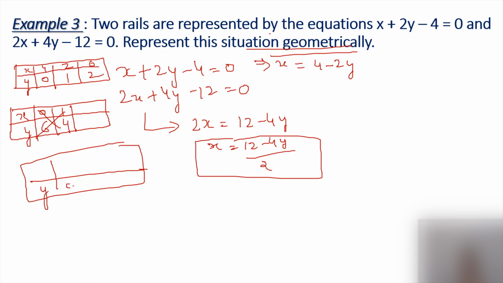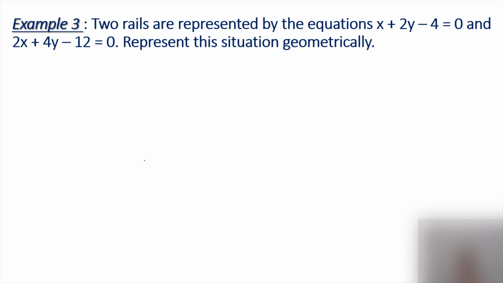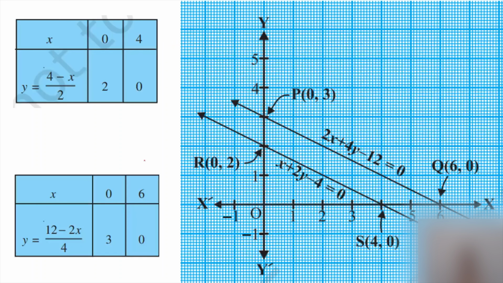Putting the value of y as 0, we get x is equal to 6. Put y is equal to 1, we get 12 minus 4, that is 8. 8 divided by 2 is equal to 4. And let's consider y is equal to 2. 2 fours are 8. 12 minus 8 is 4. 4 by 2 is equal to 2. These are the points. You can find some other points also and plot the graphs. Let's plot the graph, and we find that the lines are parallel to each other. These are not intersecting each other.